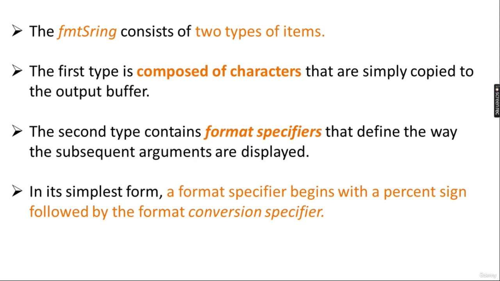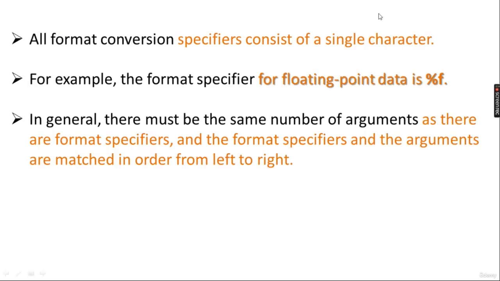Okay, like in the C programming language, we were using %d for integers, %f for float, %c for characters, %lf for double, and so on. All format conversion specifiers consist of a single character. The format specifier for floating point is %f. There must be the same number of arguments as there are format specifiers, and the format specifiers and the arguments are matched in order from left to right.